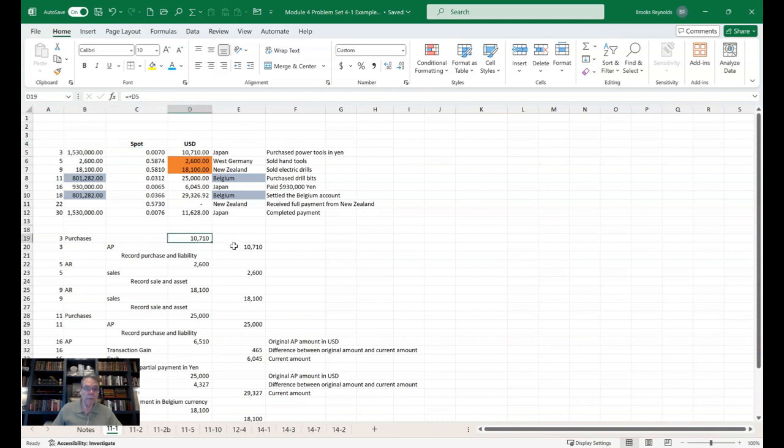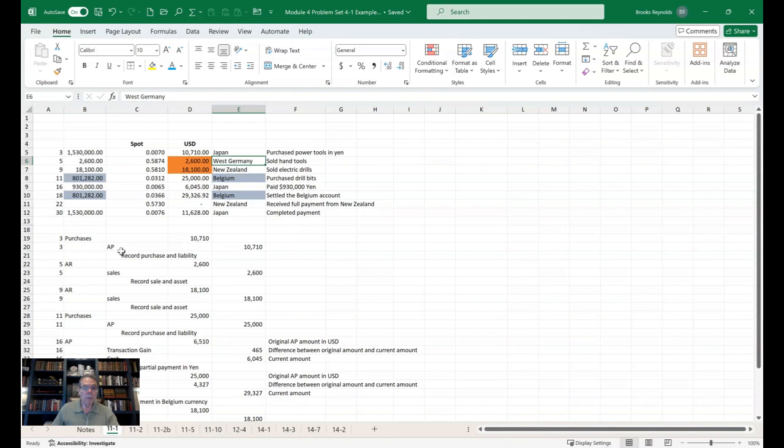We're going to debit purchases. We're going to credit AP because we owe at this point $10,710, but we really owe 1,530,000 yen.